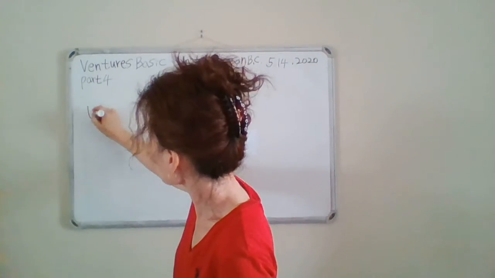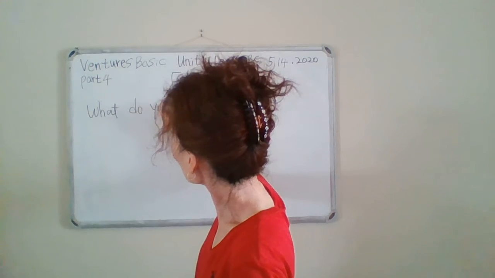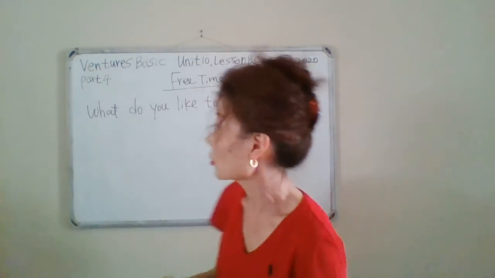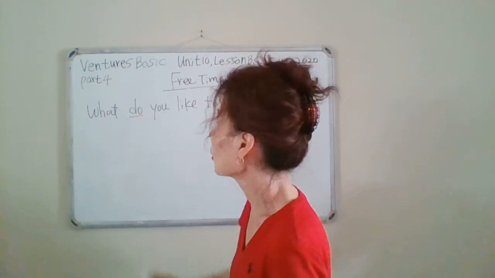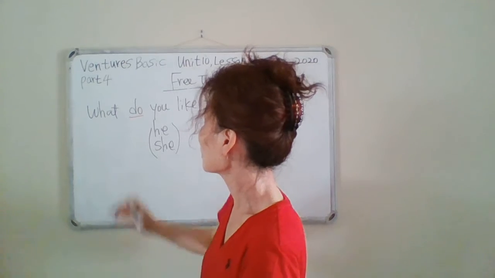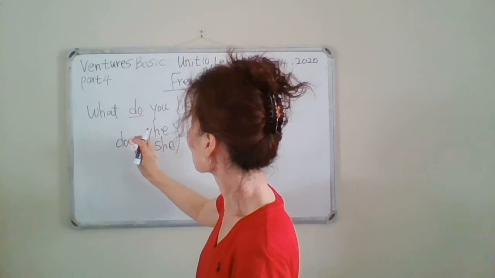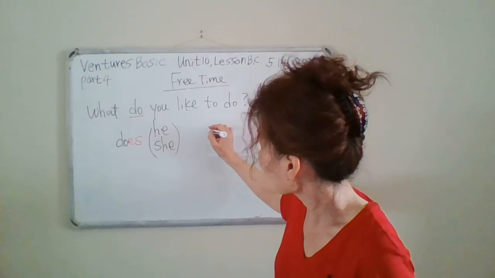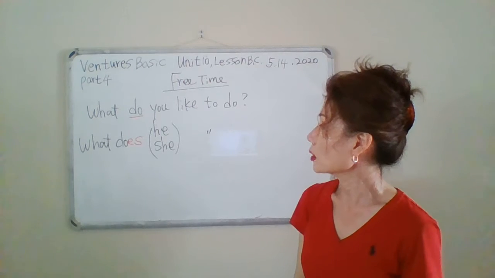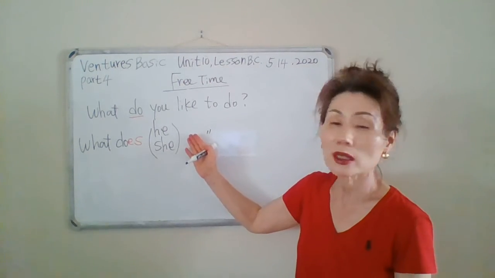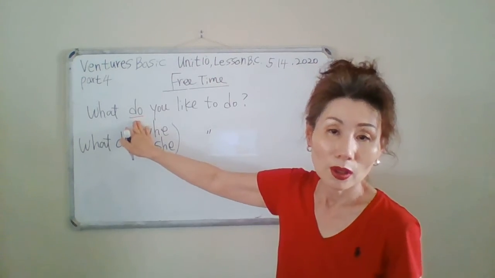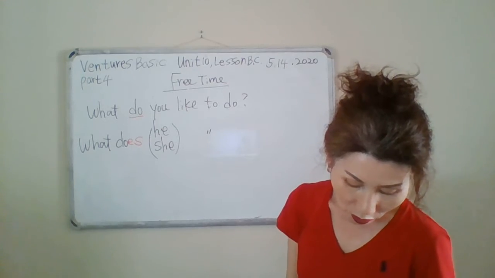What do you like to do? What do you like to do? Okay, here you use do. What about he, she? Then you gotta say, what does he like to do? What does she like to do? Or what does he like to do? Because when the subject is he or she, you gotta use does instead of do. Okay? For example, what do you like to do?